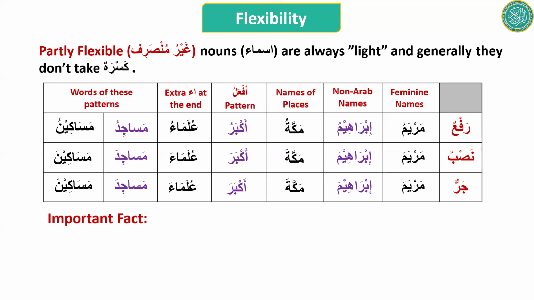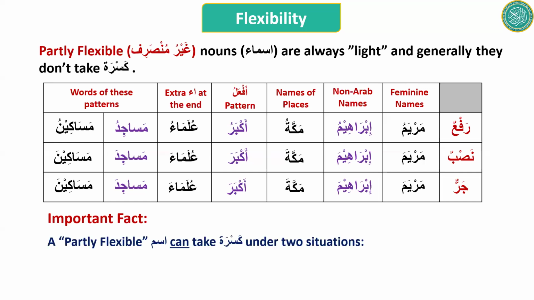An important fact. I have been saying so many times now that partly flexible words will always be light and generally they don't take kasra. I am using the word generally. What does that mean? Because there will be some occasions where they will take kasra. And there are only two occasions when any partly flexible word in jar status will accept a kasra.